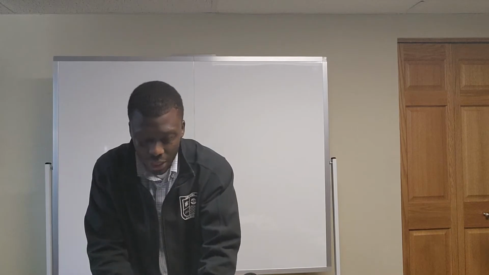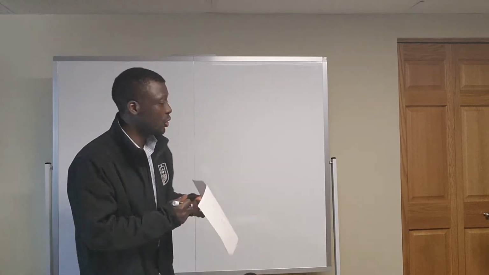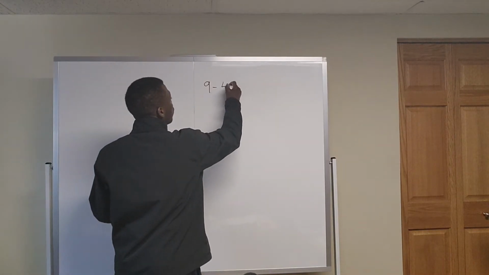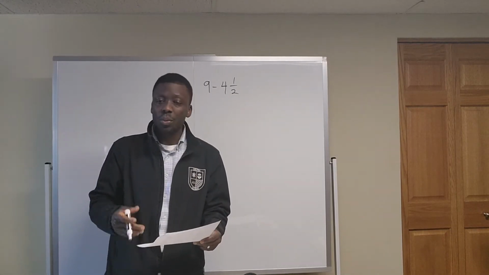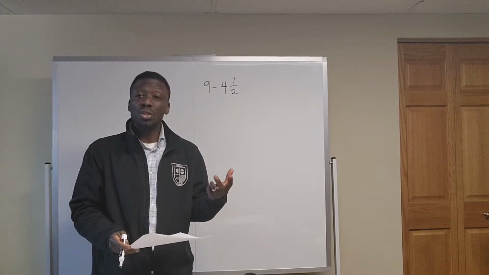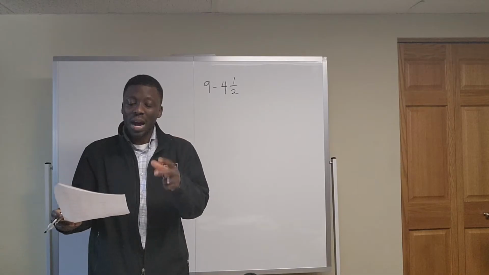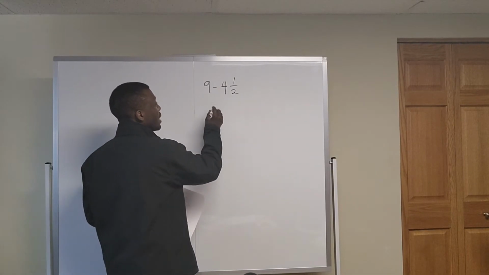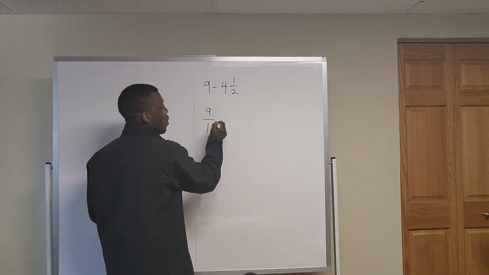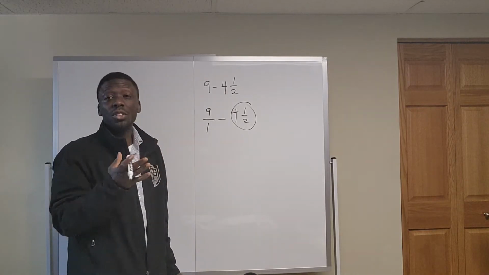Let me get a couple of examples here. When you look at the assessment and it asks this question, 9 minus 4.5, we're dealing with fraction subtraction, even though one is a whole number, and then we have this mixed fraction. 9 minus 4.5 would be the same thing as saying 9 over 1 minus 4.5. But we like to change this to an improper fraction.